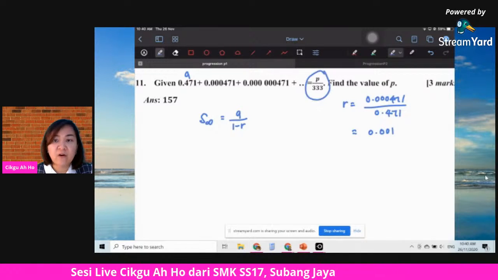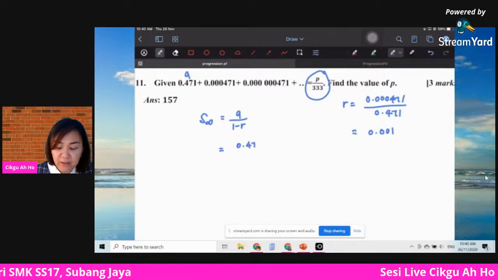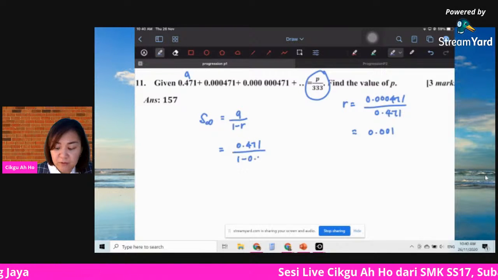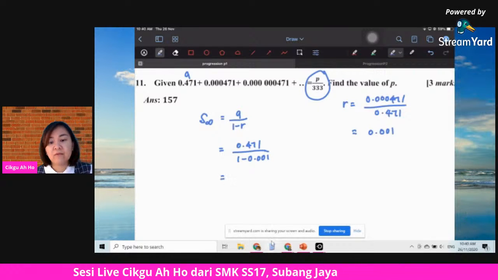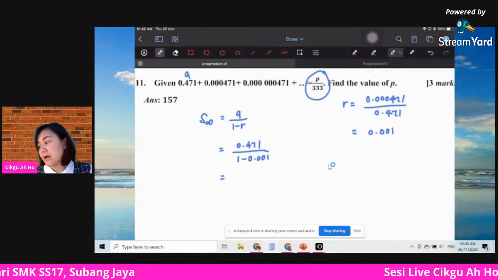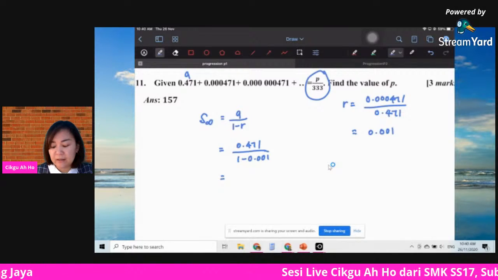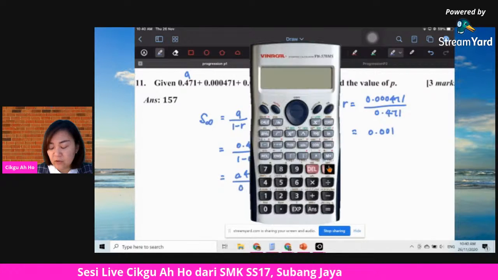Okay. So when you join up everything, you will get this one. They want to find the value of P. So we use the A is 0.471, divided by 1 minus 0.001. Just press your calculator. I have to show my calculator again. Okay, when you press your calculator, actually you will get this one. This one actually is 0.471 over 0.999, right?